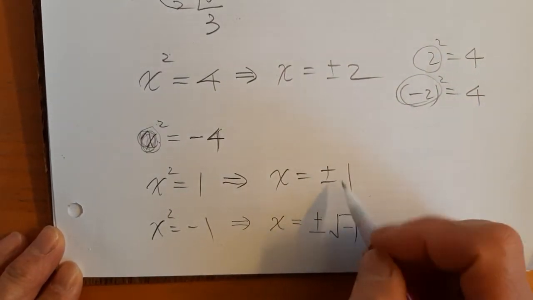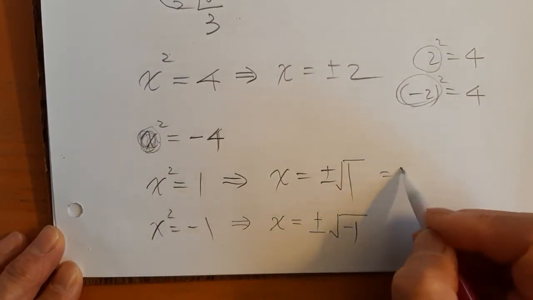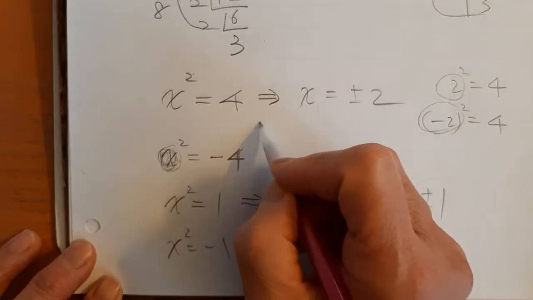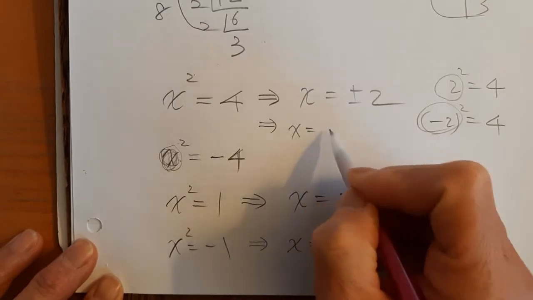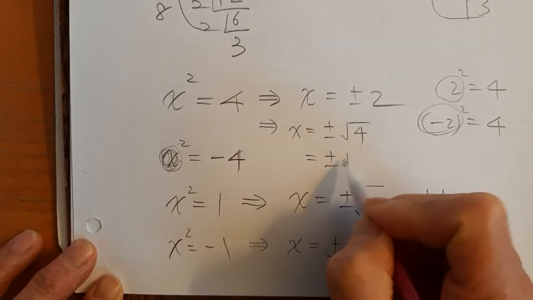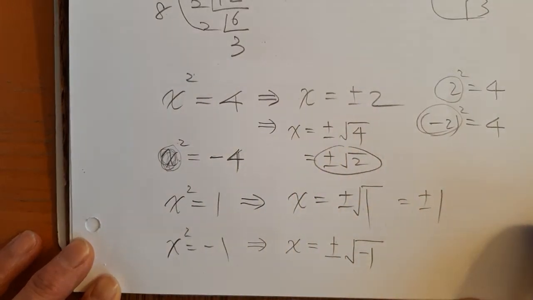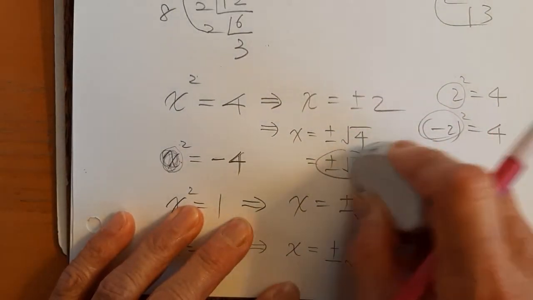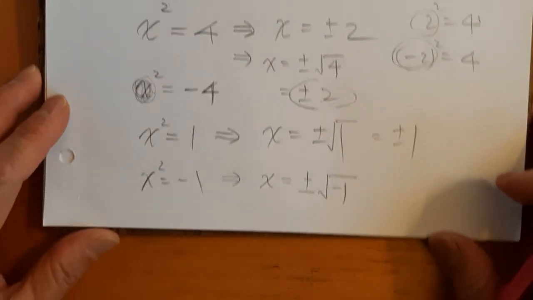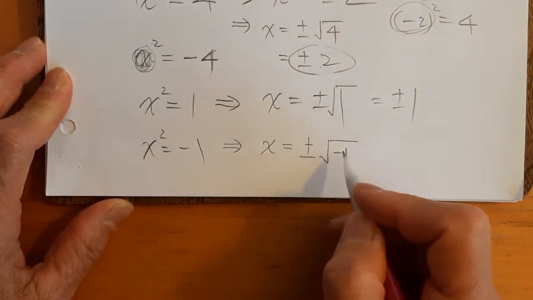Just like this, positive negative square root of 1. That is a positive -1. Just like this, x equals positive negative square root of 4. Simplify is a positive negative 2. So same thing, positive negative square root of -1.